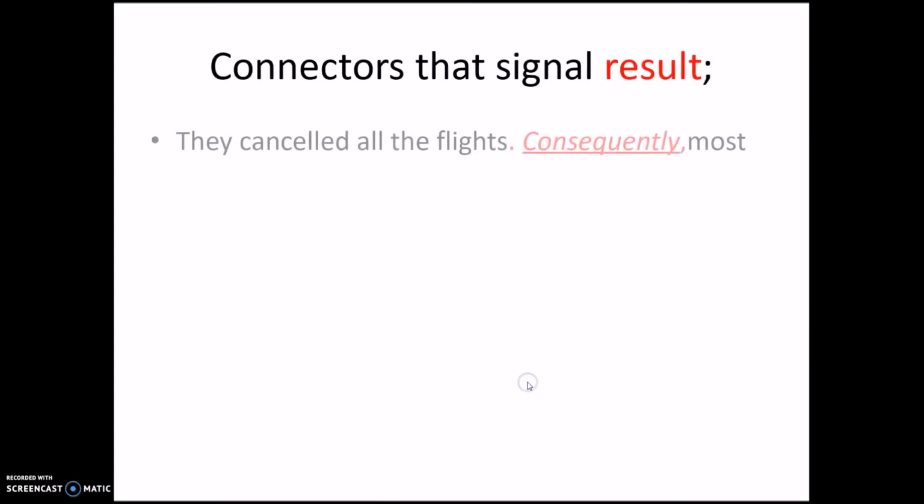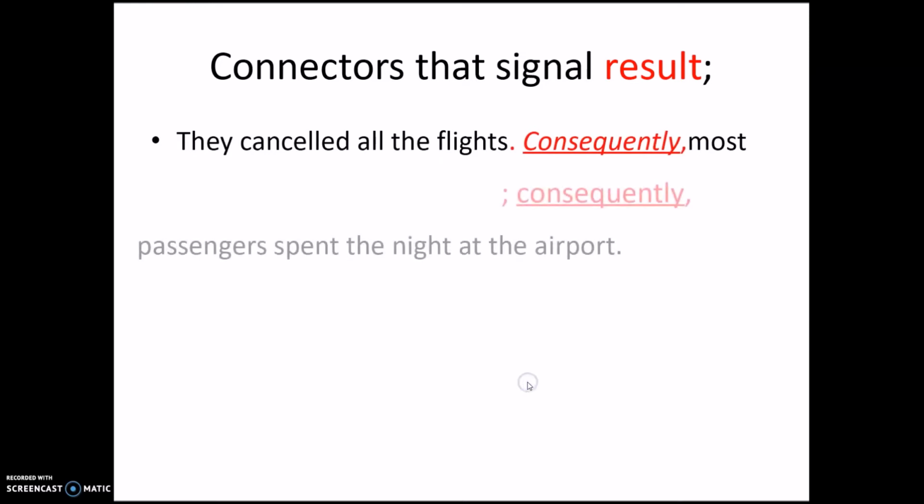And we have some examples with consequently. They cancelled all the flights. Consequently, most passengers spent the night at the airport. So this is the result. And in the second, this is the reason. The first sentence is the reason. The second one explains or gives us the result.